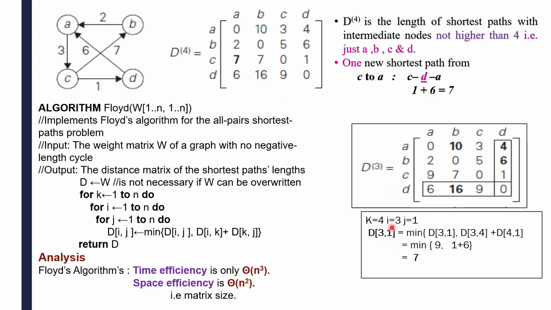I have taken only one sample here. For example, as I told earlier, the C to A path is 9, and now when I take the D as the intermediate node, then I got the new path here. That's how it works. For that I have taken the example of D4, and that's why k equal to 4 now. This k indicates intermediate nodes. That's why it is k equal to 4 here.